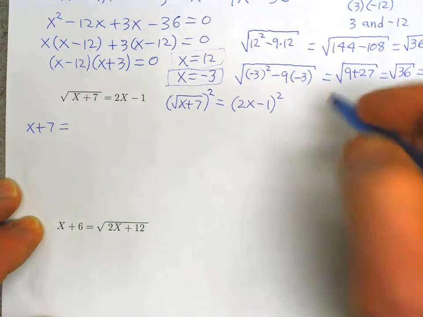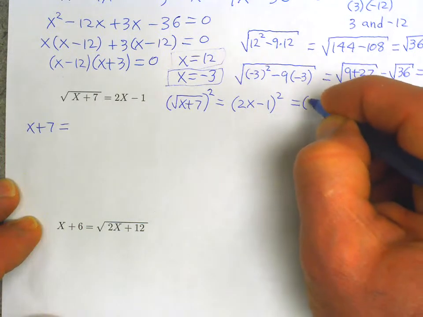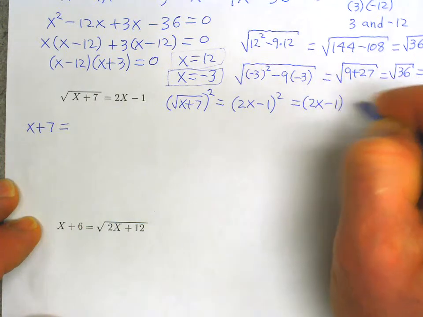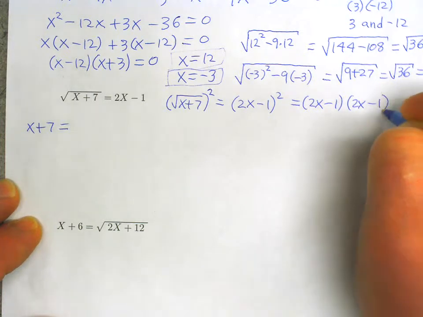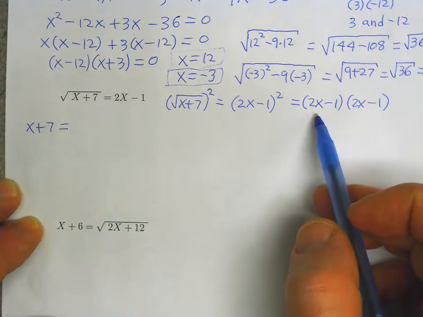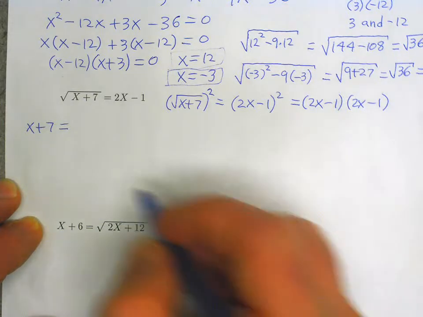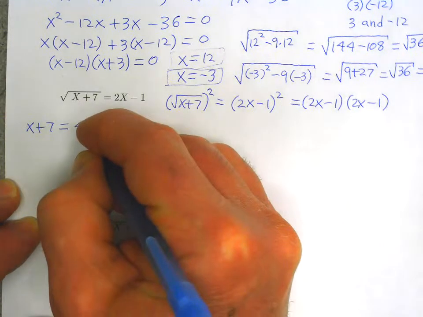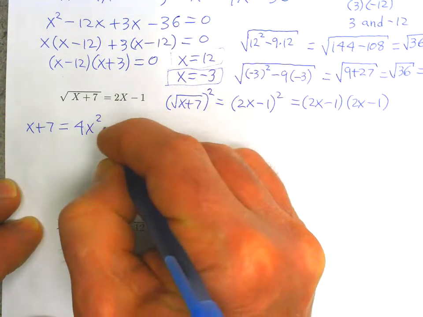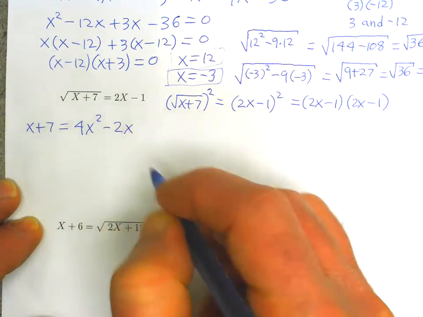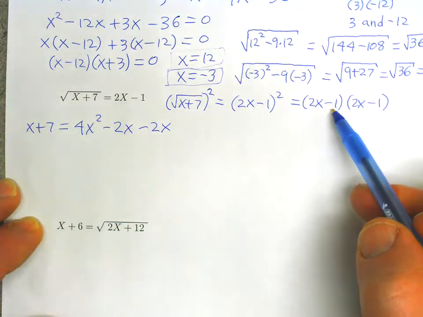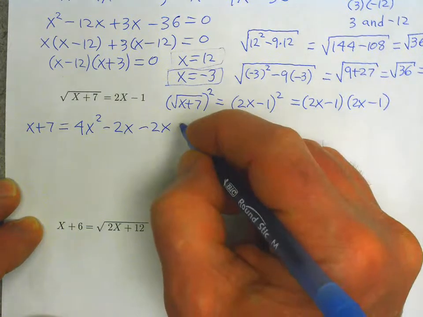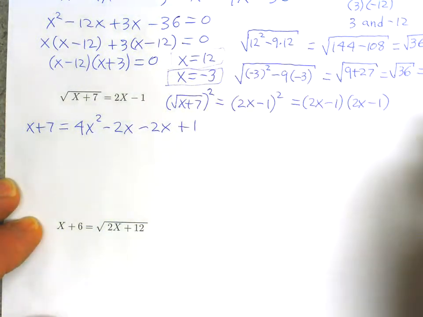And remember what it means to square a binomial. It means to multiply the binomial by itself. That is 2x minus 1 times 2x minus 1. So when we multiply 2x minus 1 times 2x minus 1, we get 4x to the second minus 2x, and then minus 2x again. And then finally, -1 times -1 is +1, so this is plus 1.